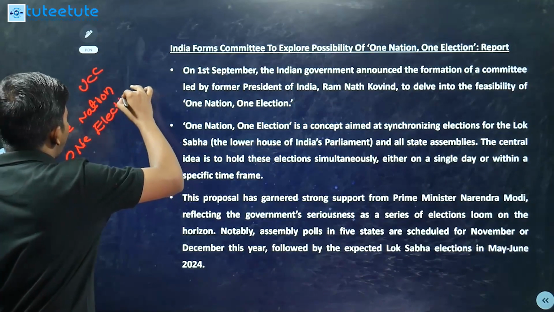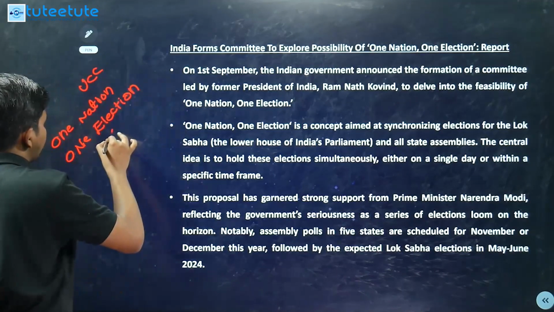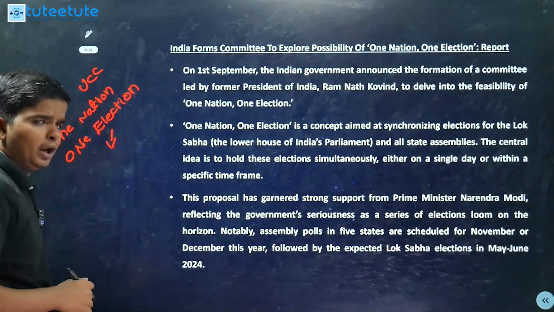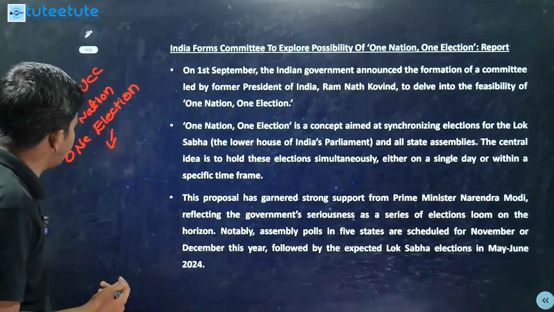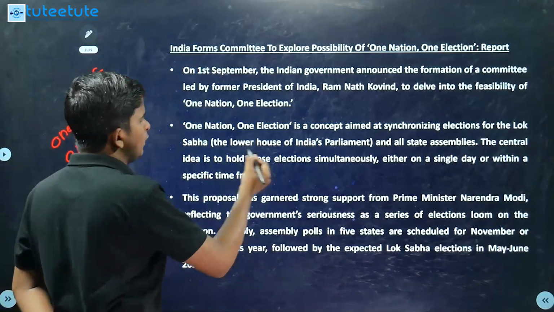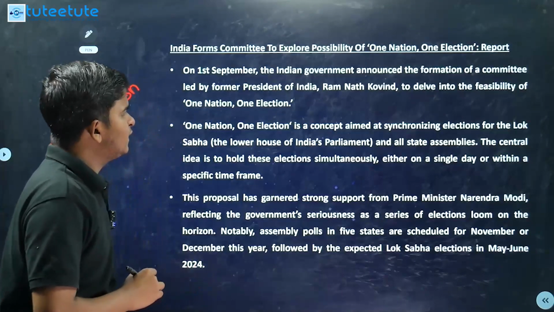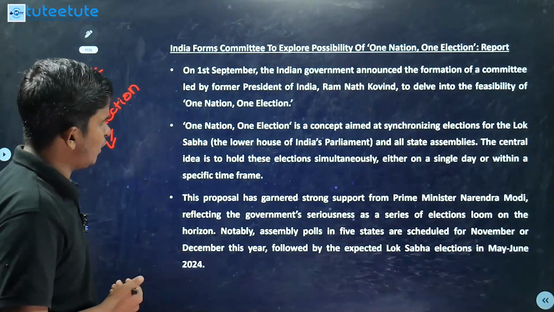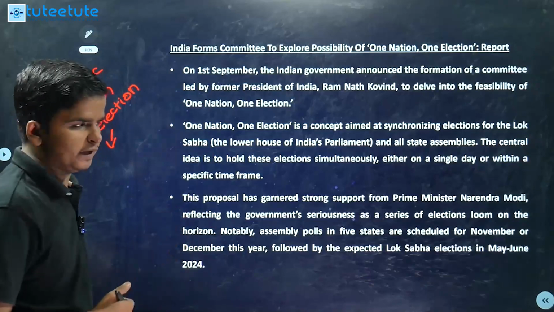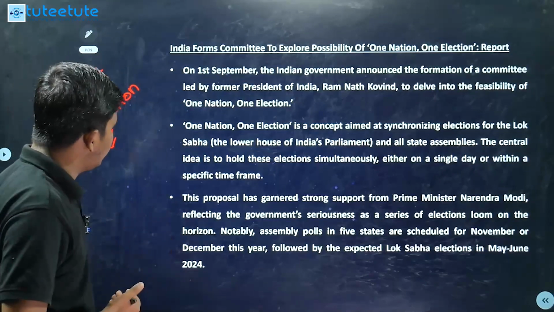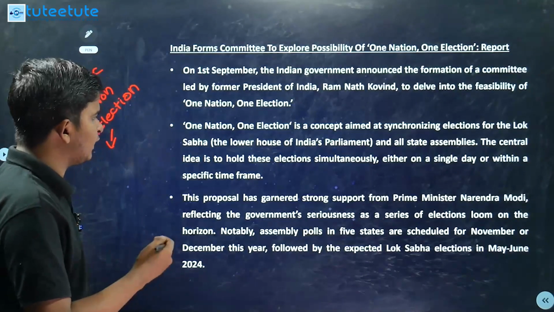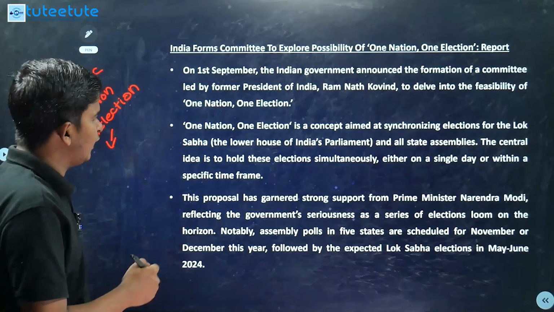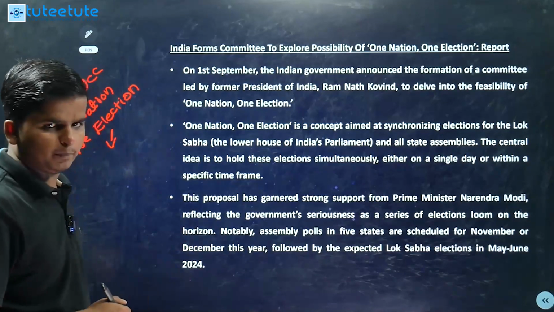What do you mean by one nation and one election? What is the aim of one nation, one election? We are going to discuss that. One nation, one election is a concept aimed at synchronizing elections for Lok Sabha, the lower house of India's parliament, and all state assemblies. The central idea is to hold these elections simultaneously, either in a single day or within a specified time frame.